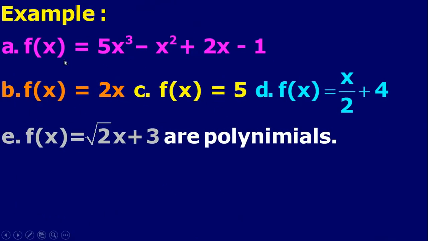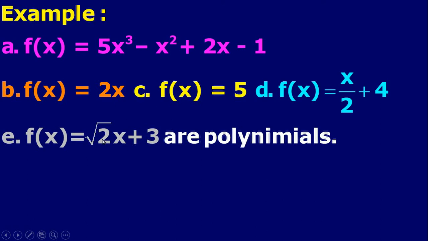Some examples of polynomial functions: f of x equal to 5x cube minus x square plus 2x minus 1, f of x equal to 2x, f of x equal to 5, f of x equal to x by 2 plus 4, and f of x equal to root 2 x plus 3. All these are polynomial functions. Here in all functions, x to the power is only a non-negative integer. Now here f of x equal to 5 is a constant function. A constant function is also a polynomial function.